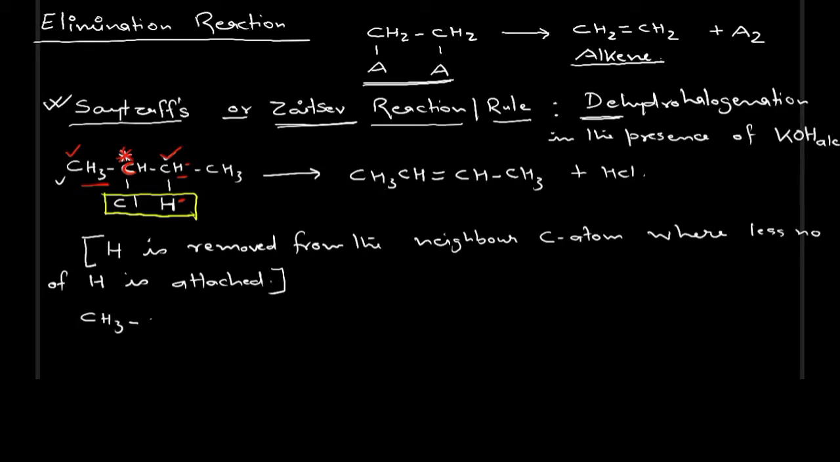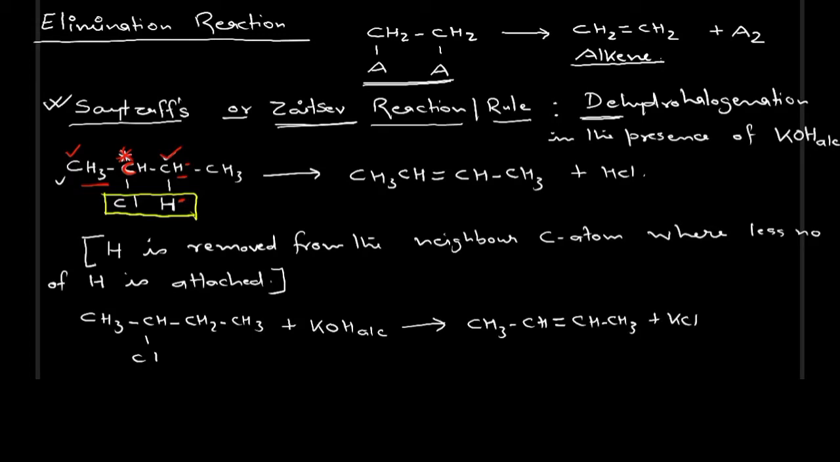So we are going to take one example. This is CH3, CH and CH2, CH3 and here Cl. Fine. And what will happen when we take alcoholic potassium hydroxide? CH3, CH double bond CH, CH3 plus KCl, and plus H2O. Potassium will combine with chlorine to form KCl, and this OH will combine with this H to form H2O. Is it clear? This is your first reaction.